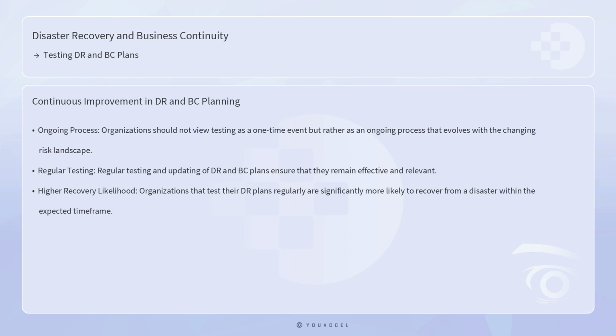Continuous improvement is a fundamental principle of DR and BC planning. Organizations should not view testing as a one-time event, but rather as an ongoing process that evolves with the changing risk landscape. Regular testing and updating of DR and BC plans ensure that they remain effective and relevant. According to a study by the Ponemon Institute, organizations that test their DR plans regularly are significantly more likely to recover from a disaster within the expected timeframe compared to those that do not.